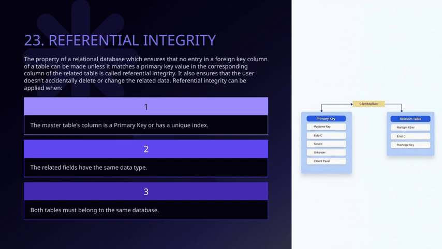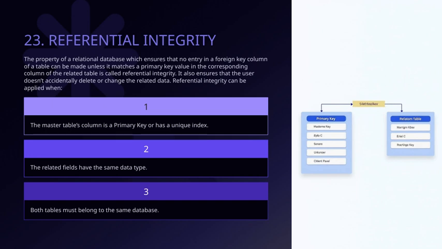For referential integrity to work properly, a few conditions need to be met. First, the master table's column should be a primary key or have a unique index. This guarantees each entry is uniquely identifiable. Second, the related fields in both tables must have the same data type, ensuring compatibility. And lastly, both tables involved must belong to the same database. Otherwise, maintaining this relationship wouldn't be feasible. Understanding and applying referential integrity helps us keep our data accurate, consistent, and reliable, connecting back to our overall goal of effective database management.